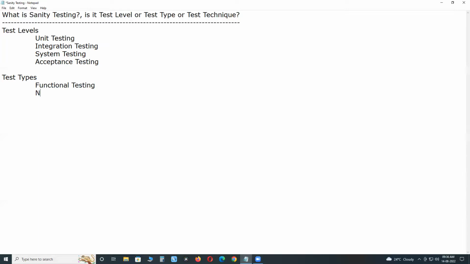Next, non-functional testing. Under non-functional testing, we have several subtypes, for example performance testing. Performance test types include load testing, stress testing, spike testing, data volume testing, and endurance testing. All these are types of performance testing.